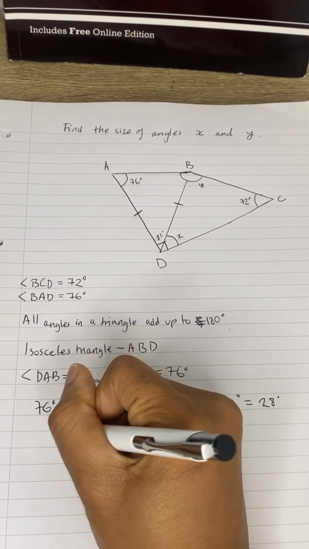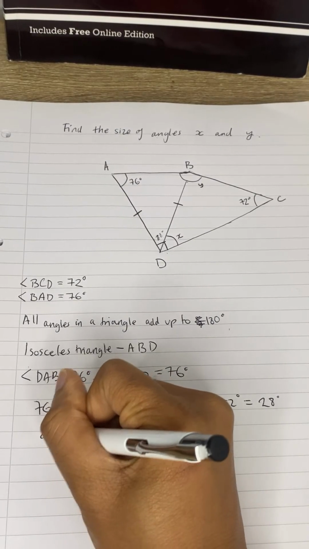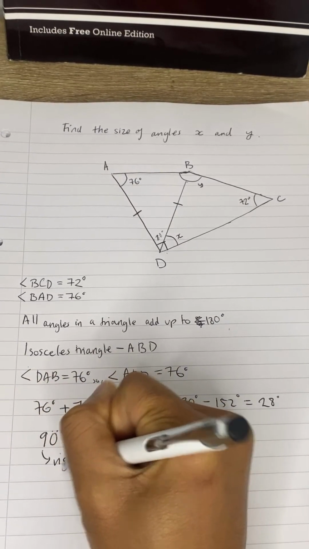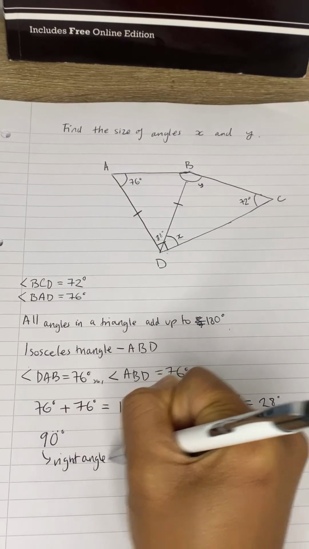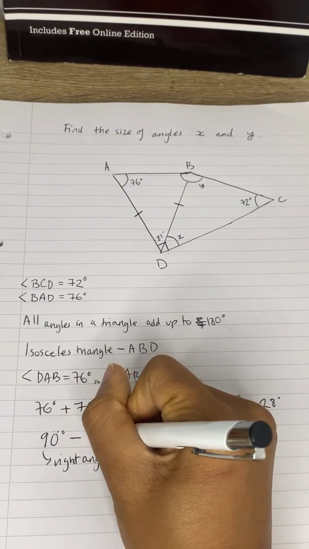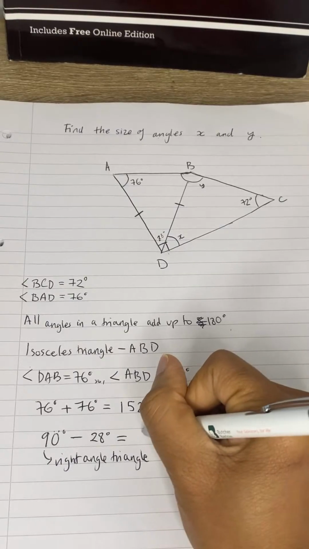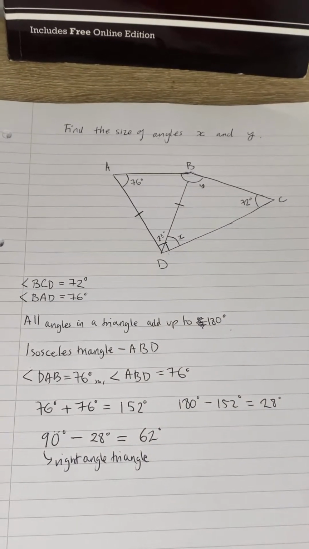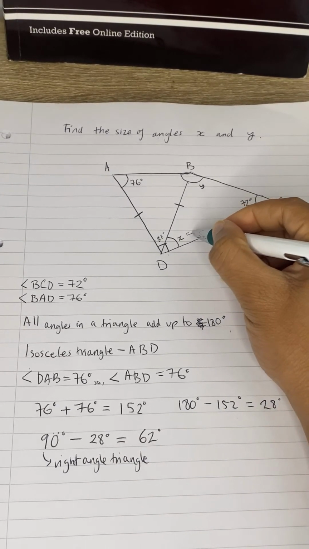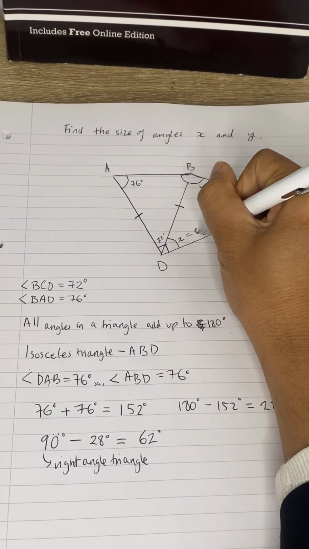Kunwar said 52. Let's see if it's 52. So 90 degrees, the right angle, take away 28 degrees. Does that give 52? No, it gives 62 degrees. And therefore, the value of x is 62 degrees. So you were very close, Kunwar, but it's 62.